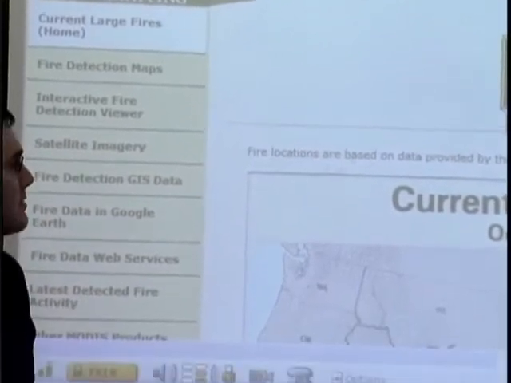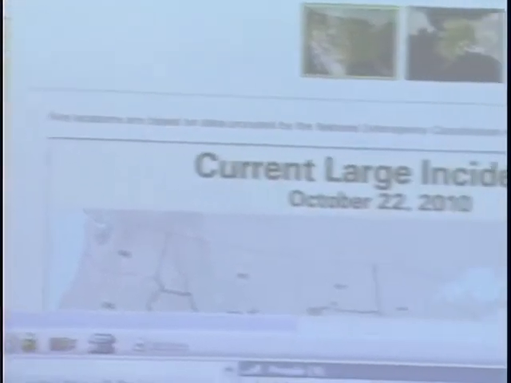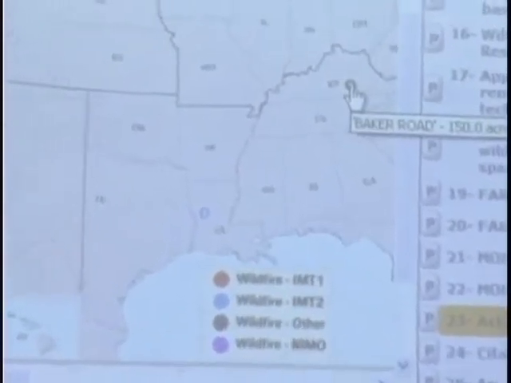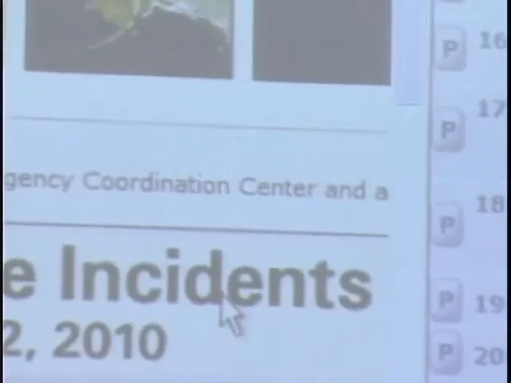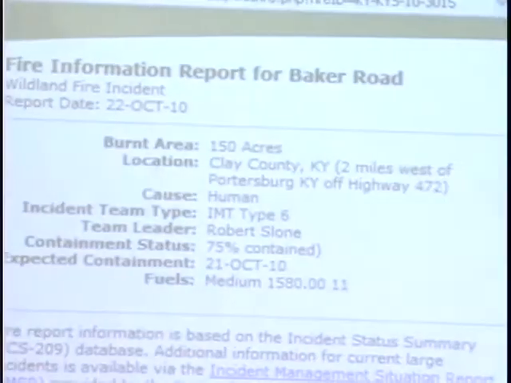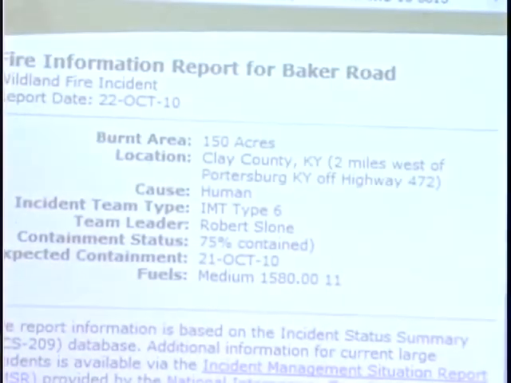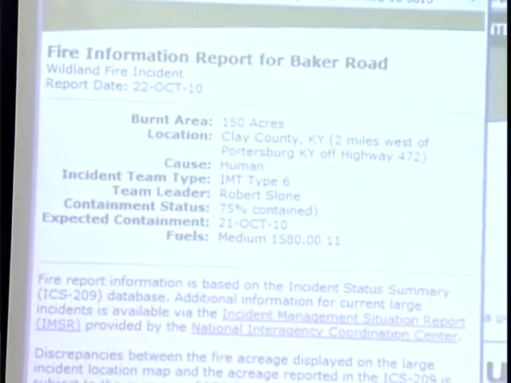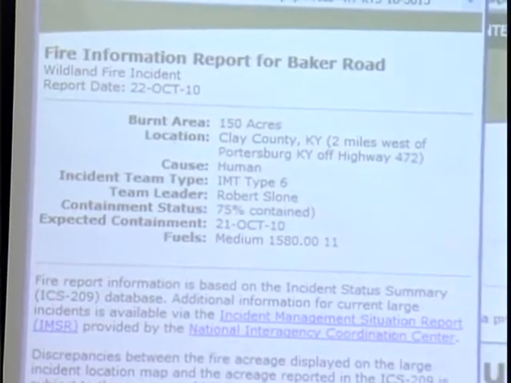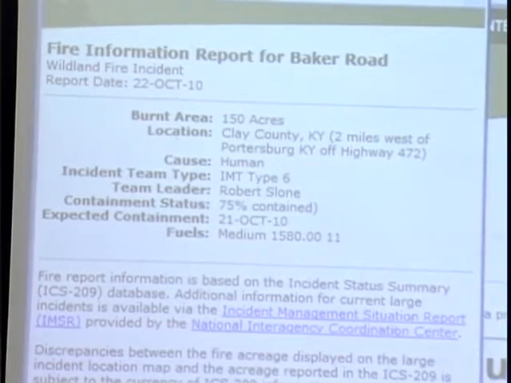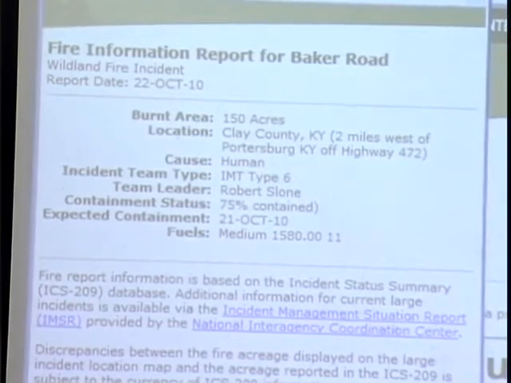Okay. Let's see what's close to home. One in Florida, yeah, yeah. Kentucky. Let's see the one we can go to right now. Yeah, Kentucky. Okay. Cause human. Oh my gosh. Okay. Somebody caused that. You got medium fuel. I suppose medium, since fuel is size dependent, so medium-sized fuel, whatever the metric for that is, probably small timber, wood, something like that.